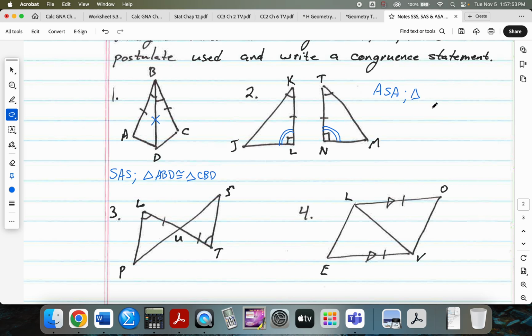And for my congruence statement, I can name the first one any way I want. I'm going to call it triangle KLJ. Doesn't matter what you name the first one, you just have to make the second one's parts match up. K in this triangle matches with what in the second triangle? What does K match up with in this other triangle? T. And then L matches up with what in this triangle? N. So J must match up with M.